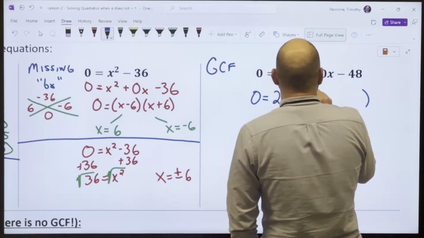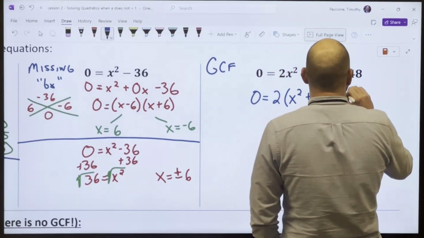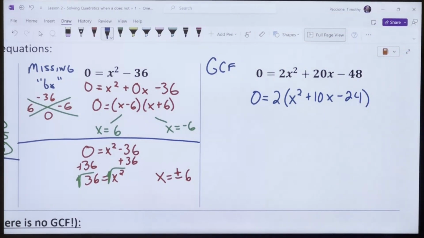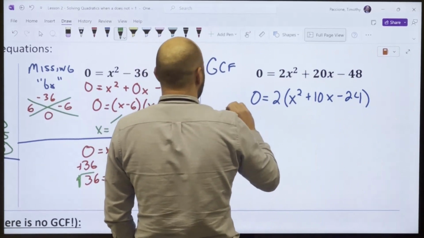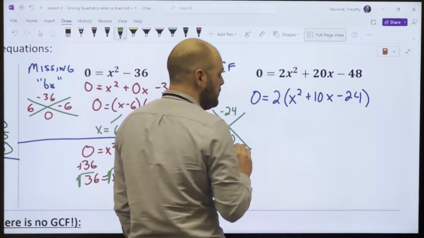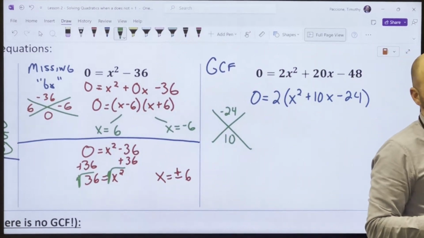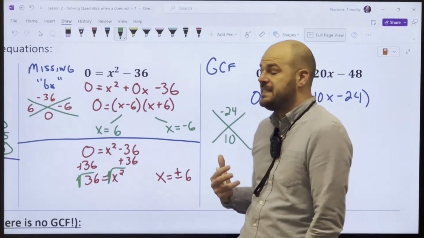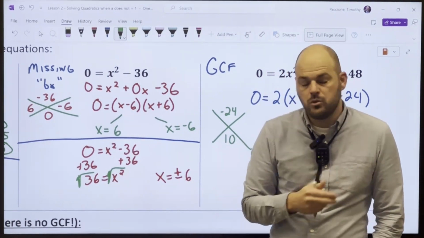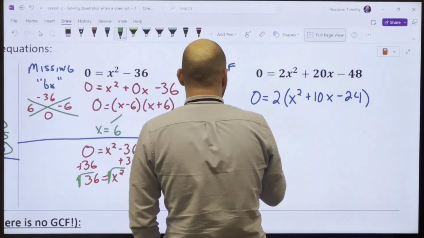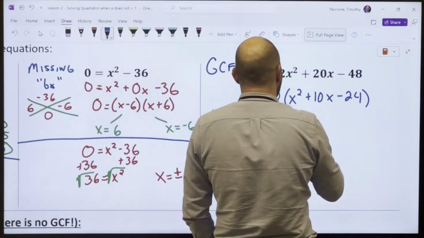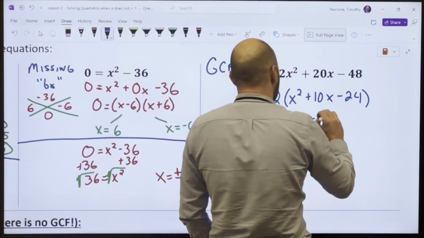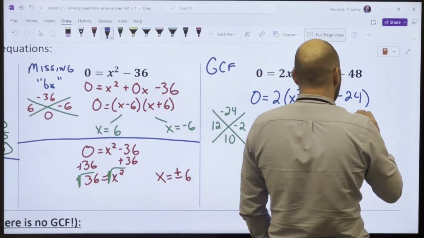x squared plus 10x minus 24. Divide everything by 2, right? Now I can magic x what's on the inside. I got minus 24 on top and 10 on the bottom. So two numbers that multiply to give me negative 24, and they add to give me positive 10. 12 and negative 2. So that's what goes in here. So I have 0 equals 2 times x plus 12 times x minus 2.